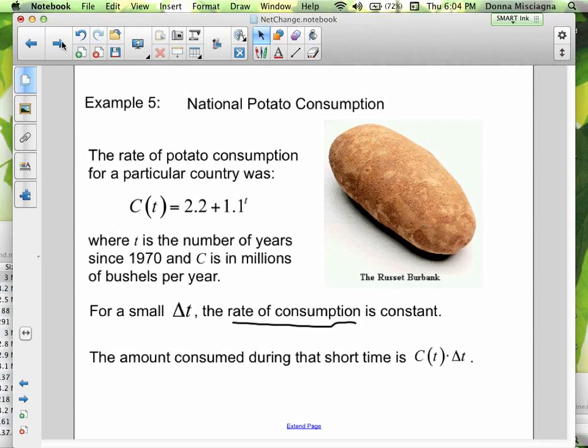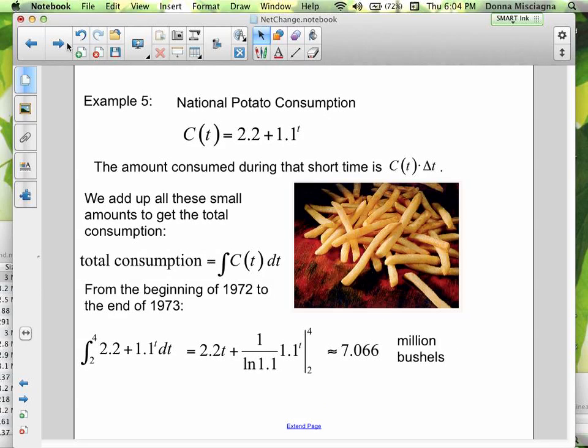National potato consumption. The rate of potato consumption for a particular country was C of t equals 2.2 plus 1.1 to the t, where t is the number of years since 1970 and C is in millions of bushels per year. For a small change in t, the rate of consumption is constant. So the amount consumed during this time is C of t times change in t. All right, so we add up all those small amounts to get the total consumption.